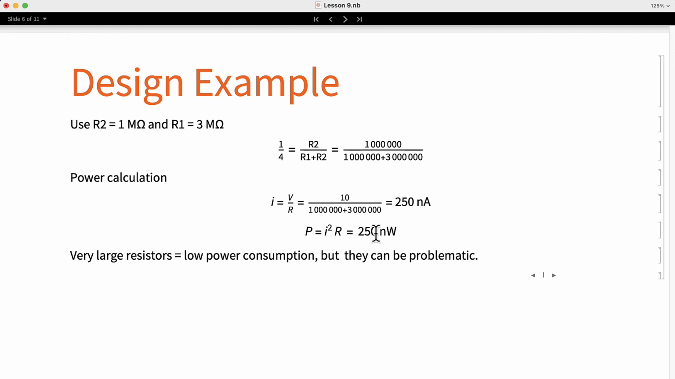So very large resistors will result in low power consumption, but there are other problems with large resistors. One of them is that large resistors tend to be noisy, and also in this specific case of the voltage divider, they can be problematic. We are going to see an example of that.